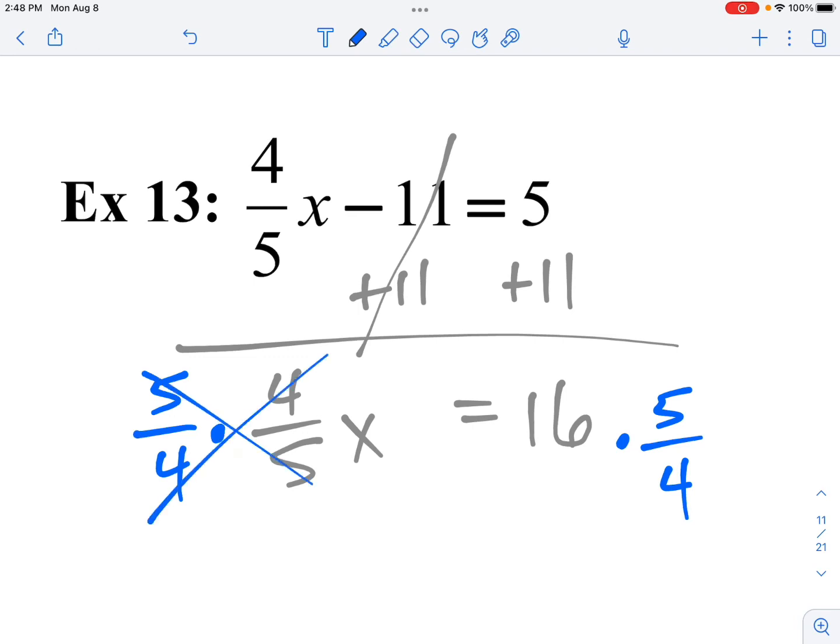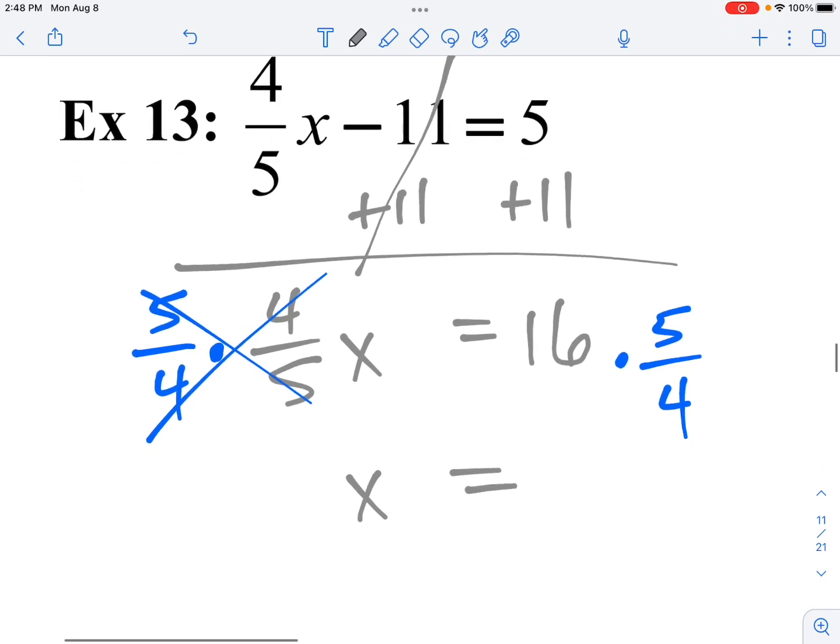That's what cancels this, which is awesome. That's why we have reciprocals. I just have x on this side. And now 16 times 5 over 4 is a little bit hard. You can take your calculator and take 16 times 5 and then just divide it by 4. When you do that, you get 20.